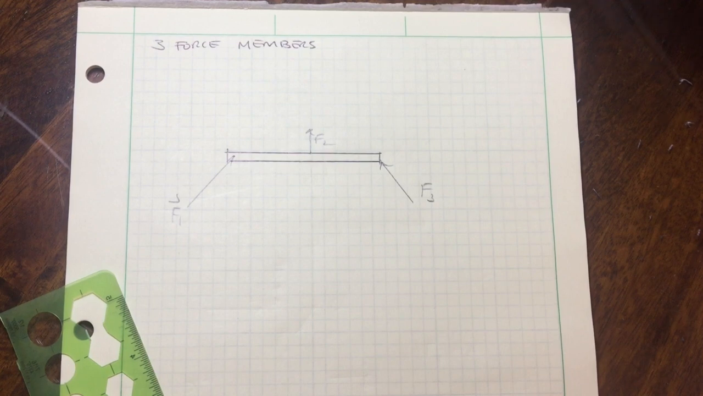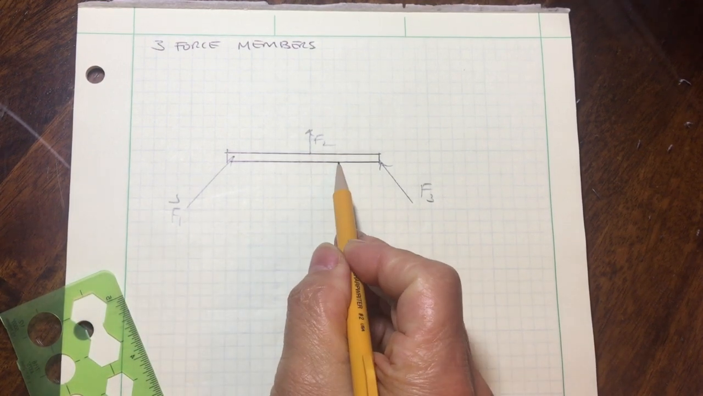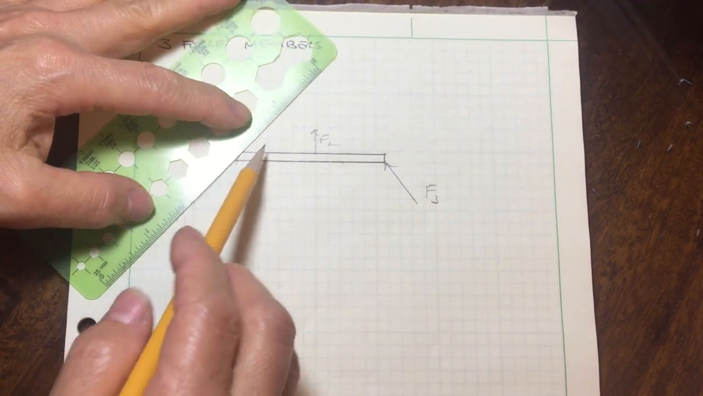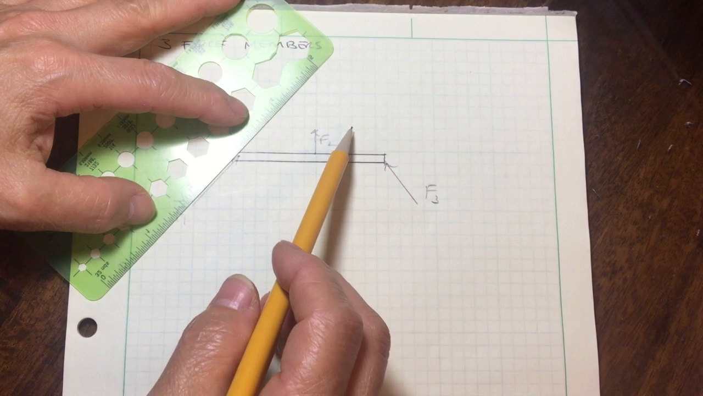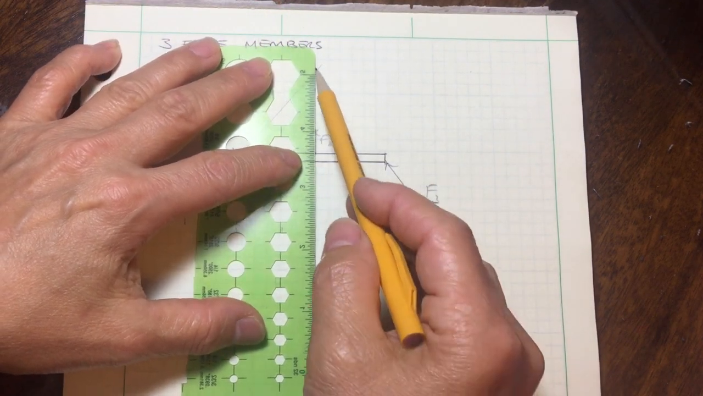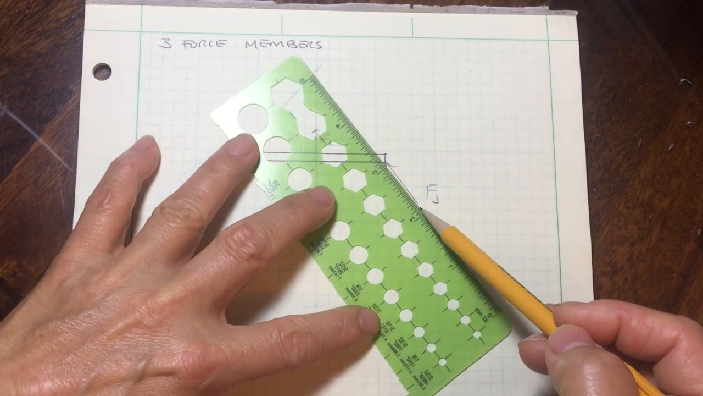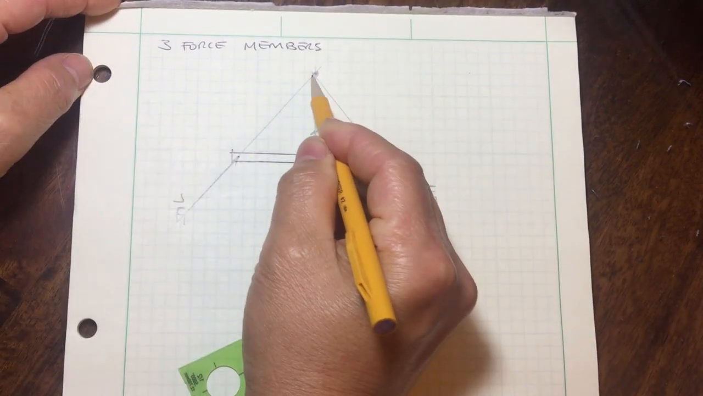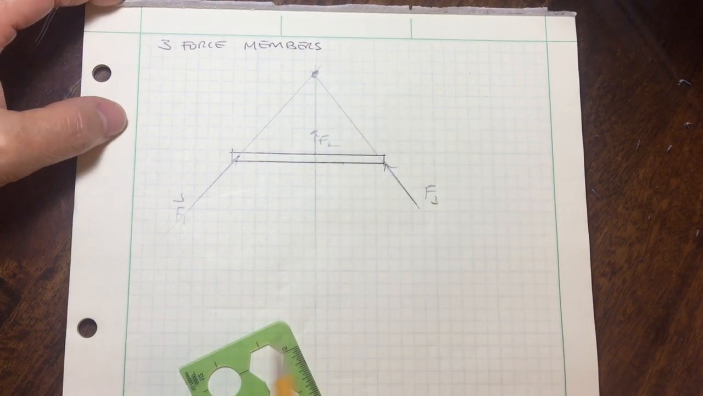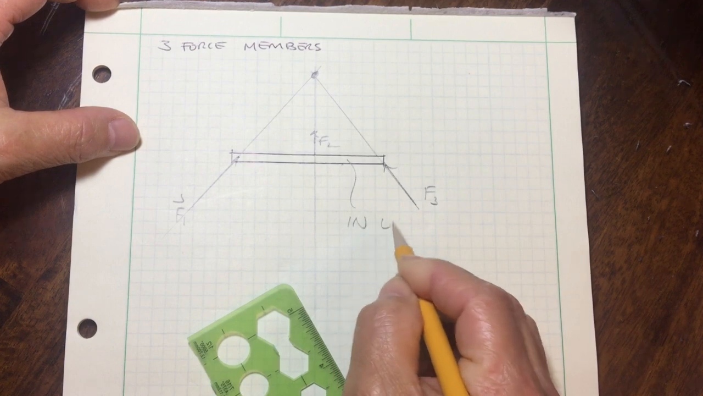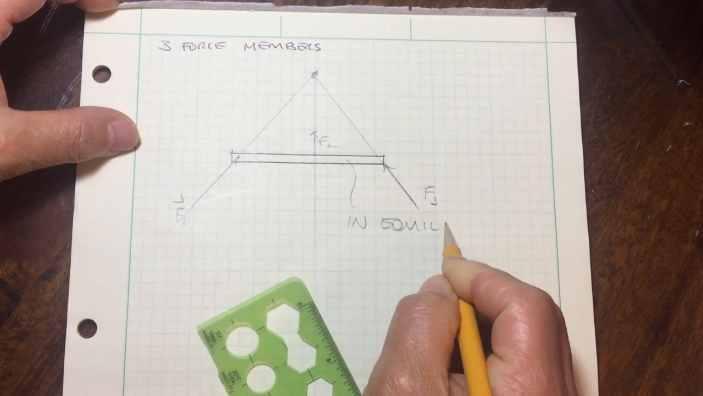So in order for this beam to be in equilibrium, these three forces must be concurrent. So I draw the lines of action for each of the forces, and they should have this concurrent point. That must be satisfied. So now we know that this is in equilibrium.